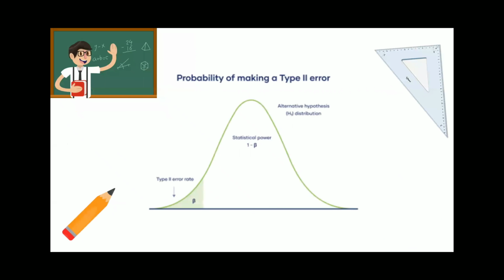The alternative hypothesis distribution curve below shows the probabilities of obtaining all possible results if the study were repeated with new samples and the alternative hypothesis were true in the population.